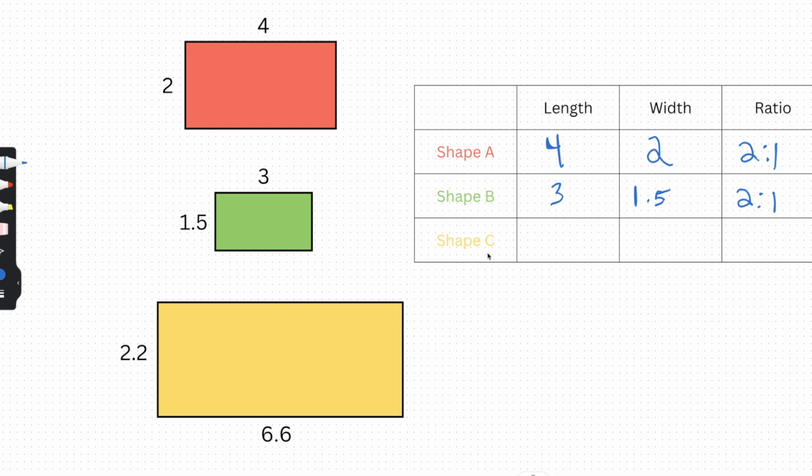Now let's take a look at shape C. Here I know the length is 6.6 and the width is 2.2. And I know that 6.6 divided by 2.2 is 3. So notice that the ratio of the third shape is different than the first two. That means shape C is different than the others.